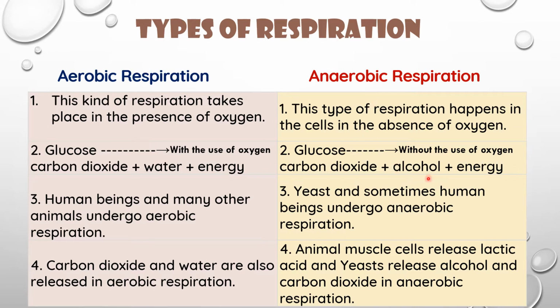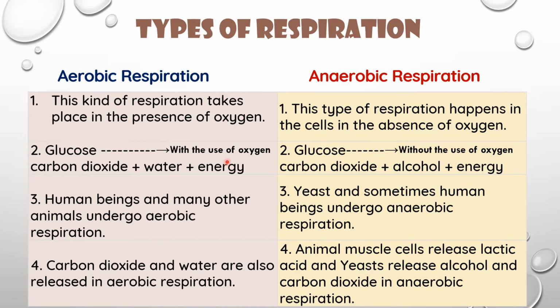So all of you study this now, and learn it by heart. Glucose breaks down in the presence of oxygen, and the products are carbon dioxide, water, and energy. These things are released. And in anaerobic respiration, glucose breaks down without oxygen, or in the absence of oxygen, and carbon dioxide is released, same as before, but instead of water it is alcohol. In anaerobic respiration, alcohol, and as in aerobic respiration, energy is also released.